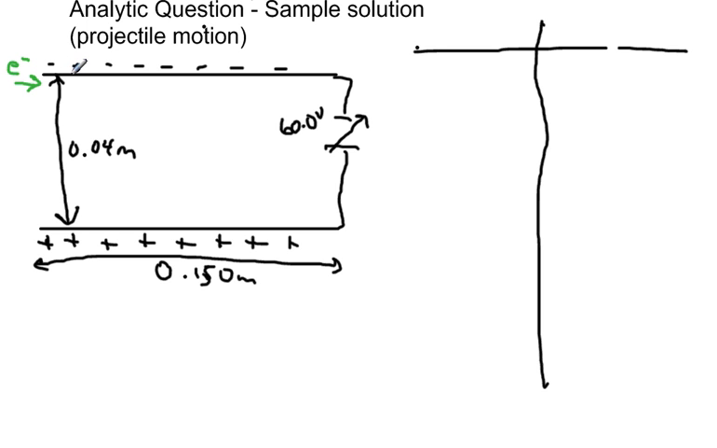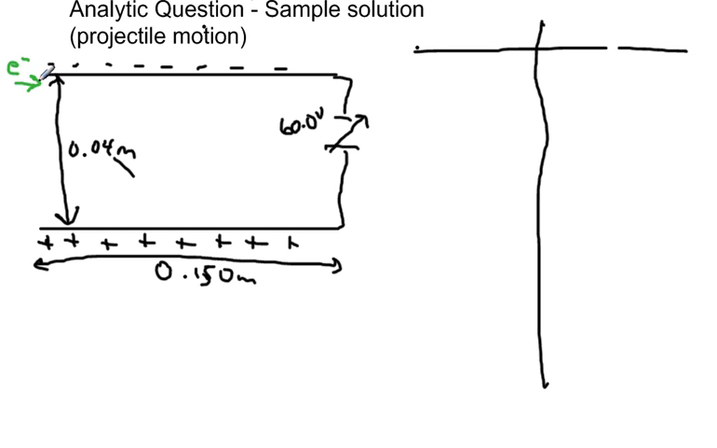They're very difficult, challenging questions, but somewhat predictable. This is the projectile motion type problem looked at in Unit 2. What we have here is an electron beam entering this region between two oppositely charged parallel plates, and the electron is at the top here near the negative plate. The plates are 0.150 meters long. The distance between them is 0.04 meters. The electric potential over here is 60 volts.